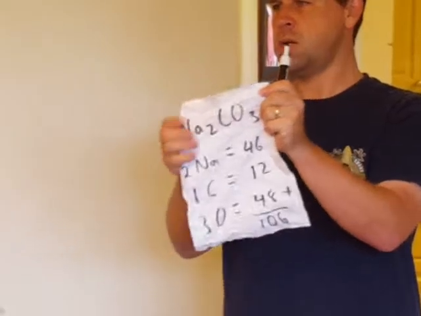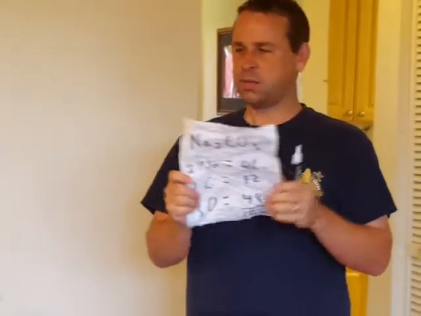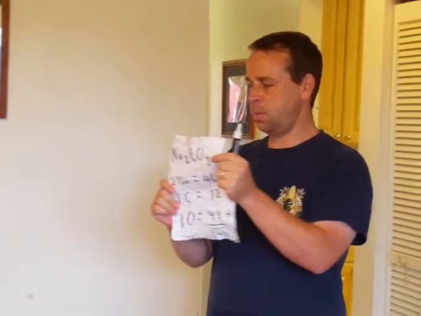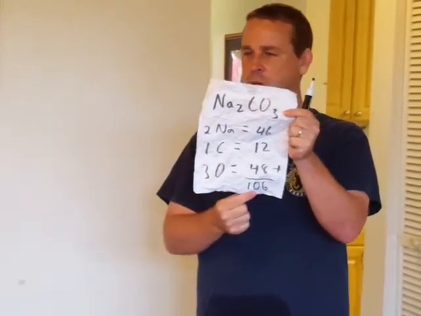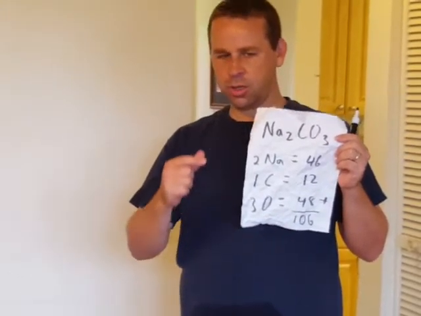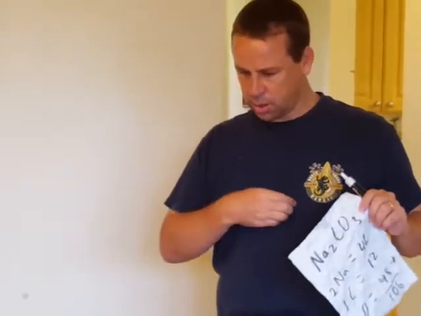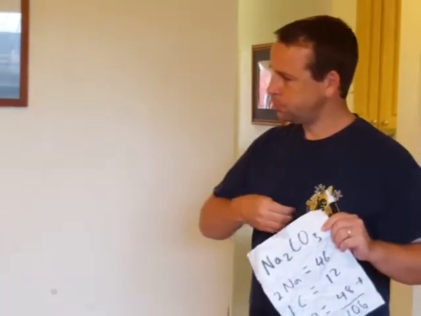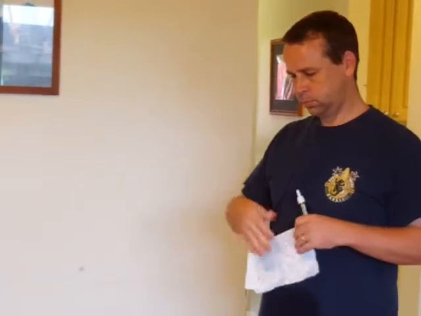Remember? This is how we added up what? The mass of Na2CO3, right? And we found out there was 106 what? And what are the units on that? Grams for every mole of this stuff that you want. For this one, it says grams of Na2CO3.